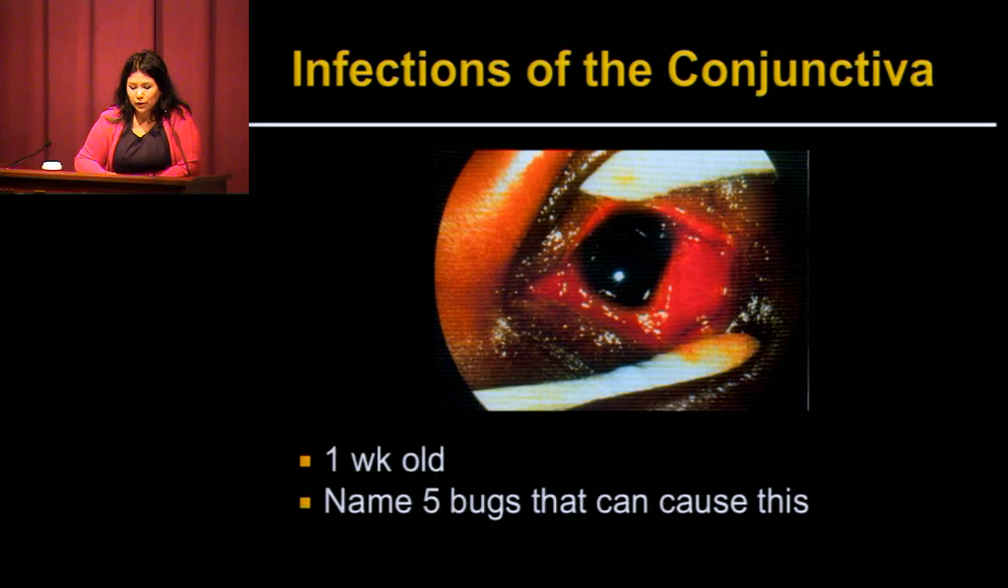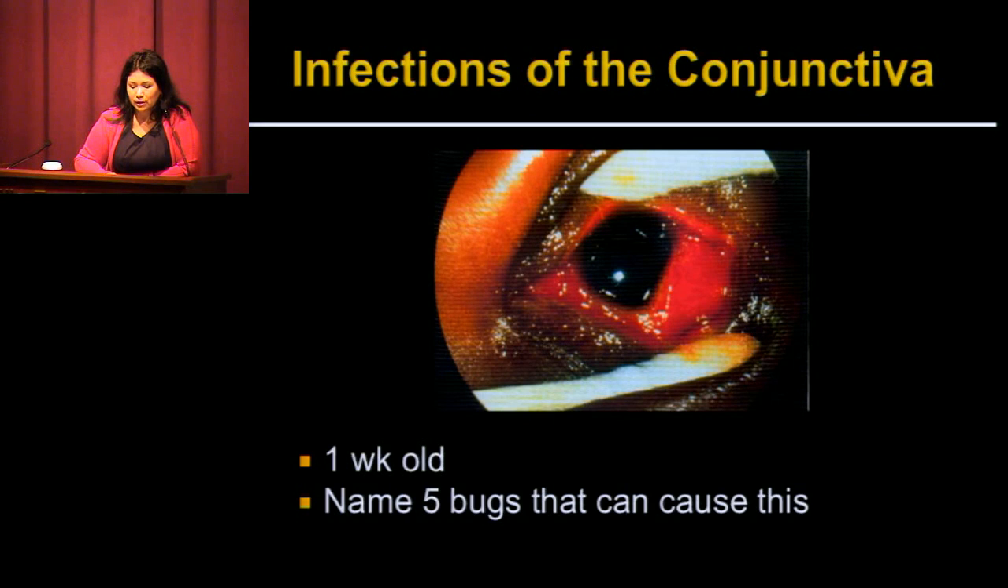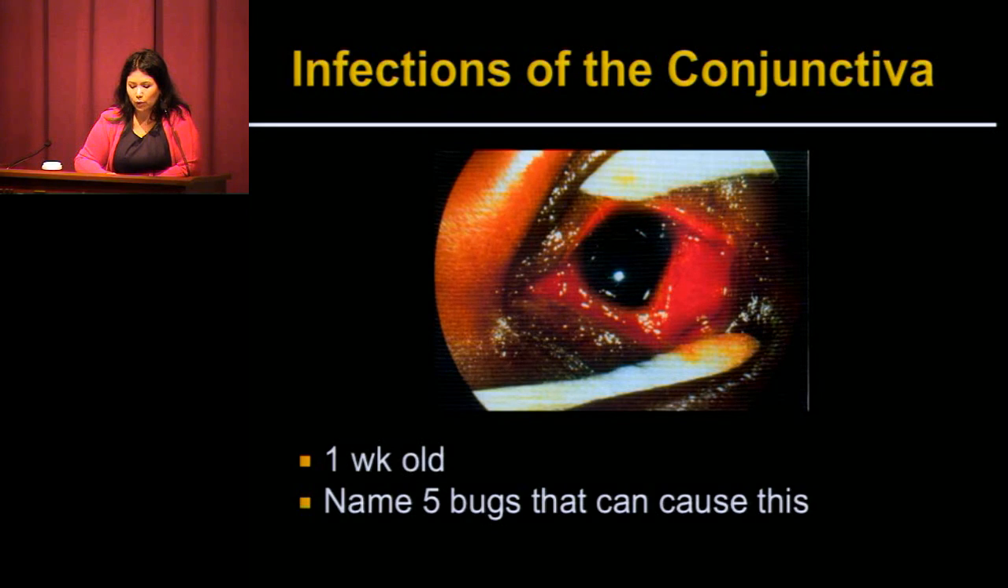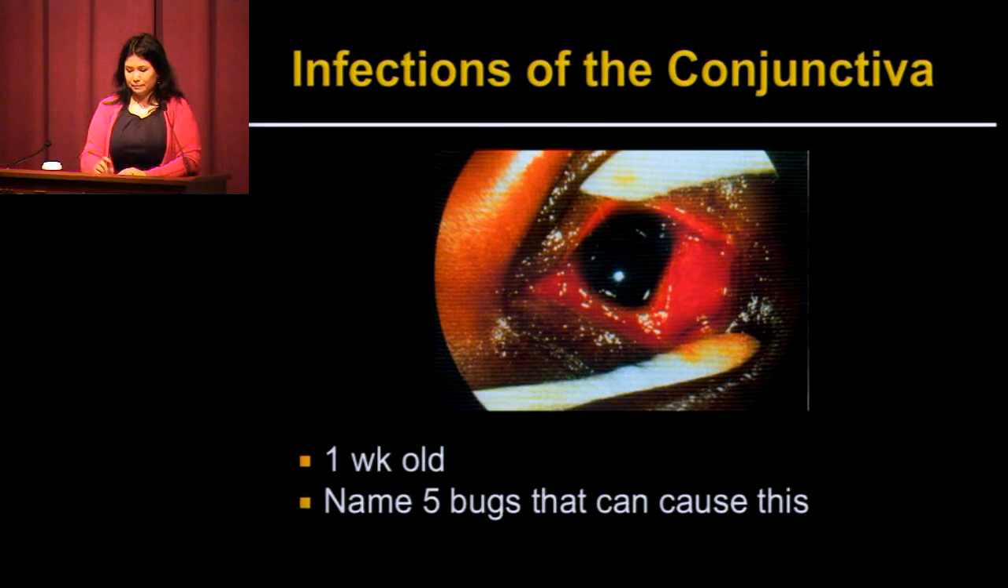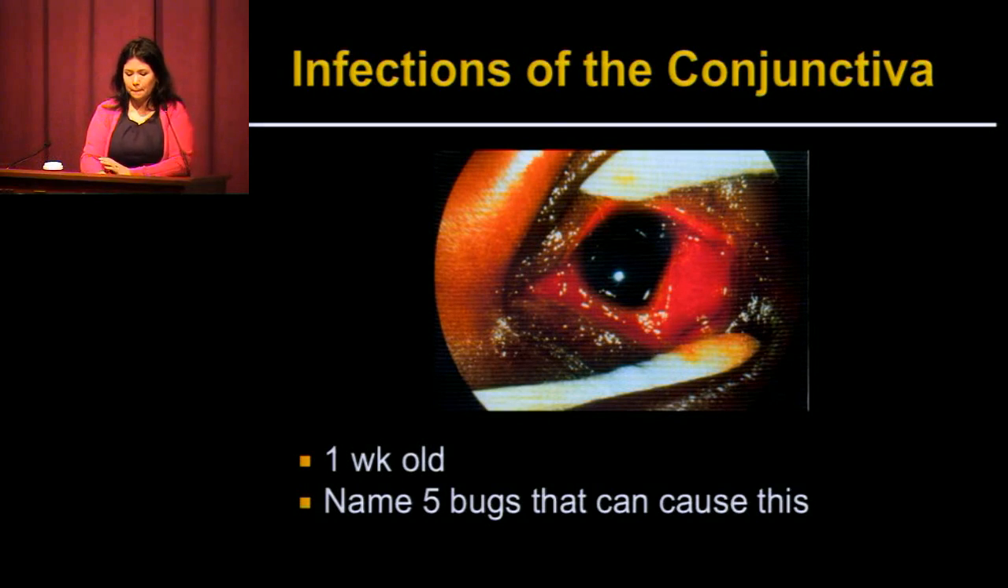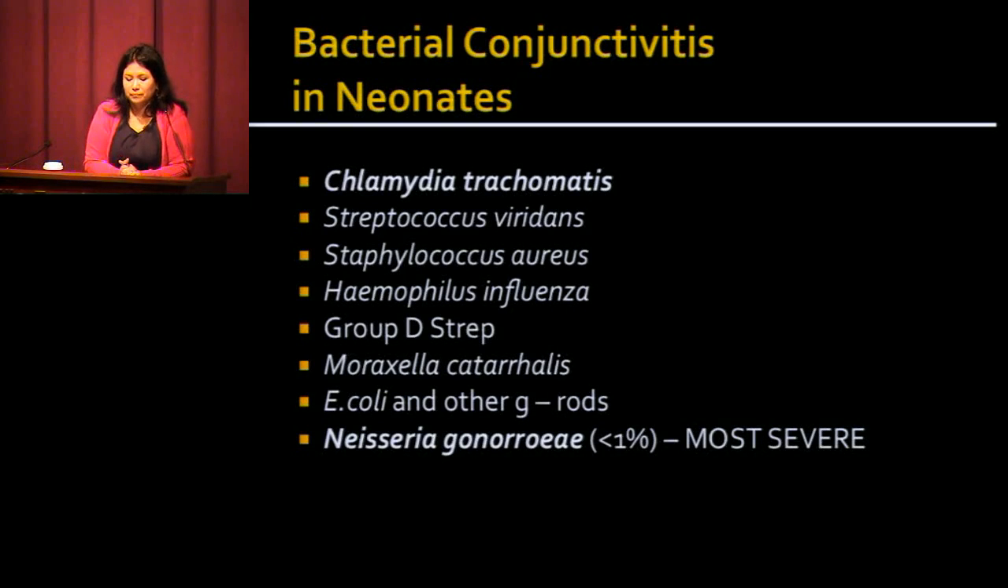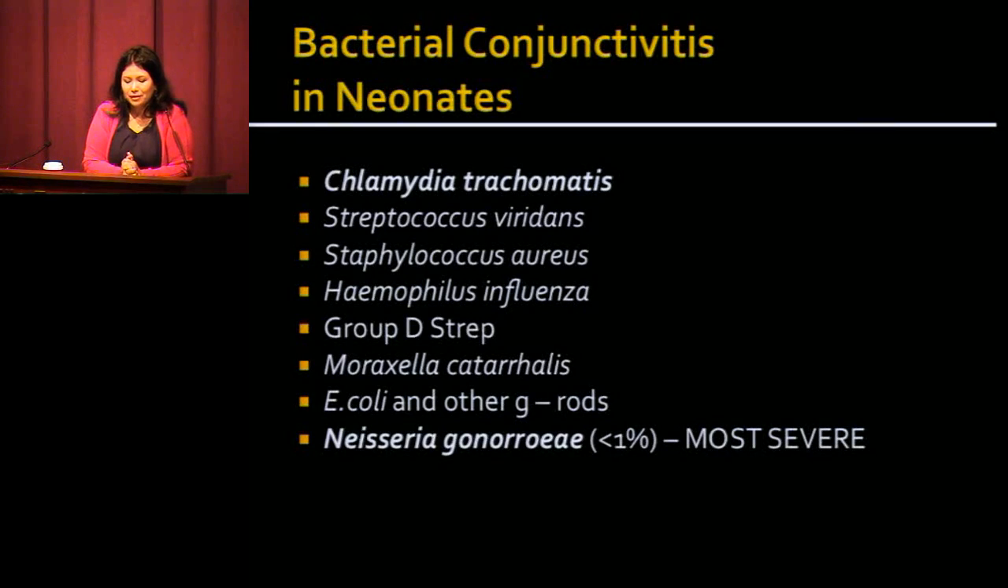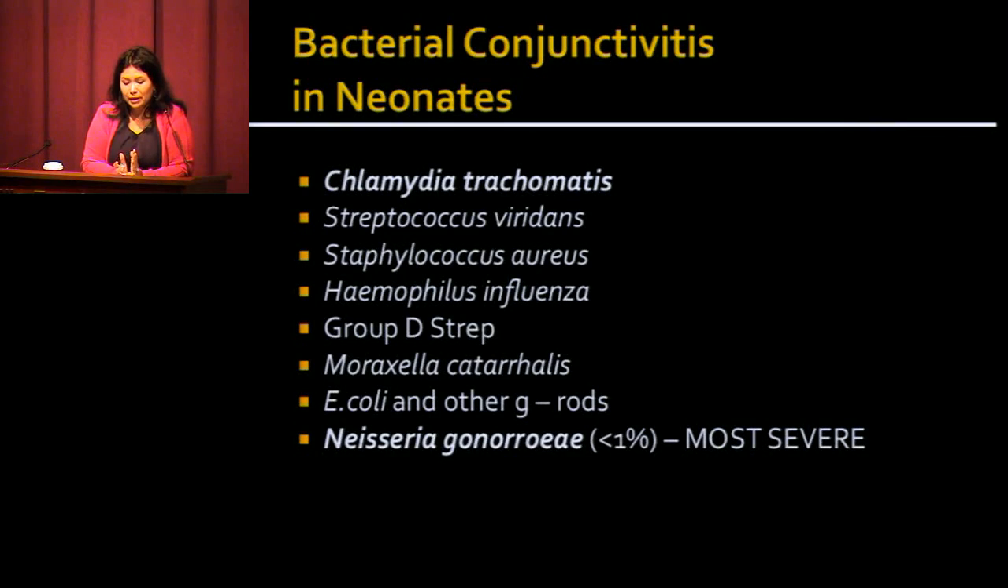Okay, so here's another picture, again, moving on to the neonates, and bacterial conjunctivitis. It's a 1 week old. What do you think can cause this? Herpes, strep causes. H flu. There you go. So we have chlamydia on the top of it, right? Because we said that was pretty common.